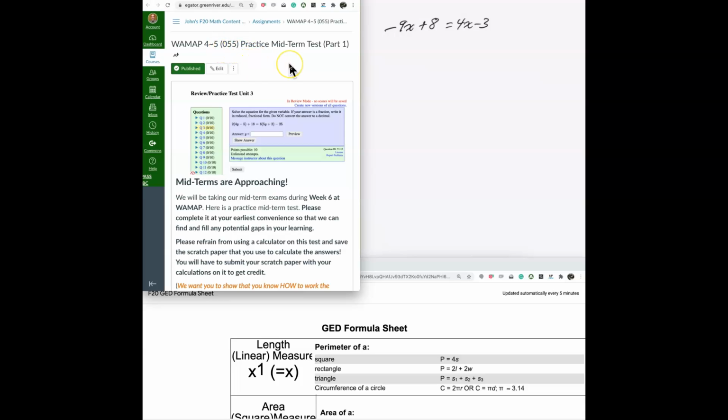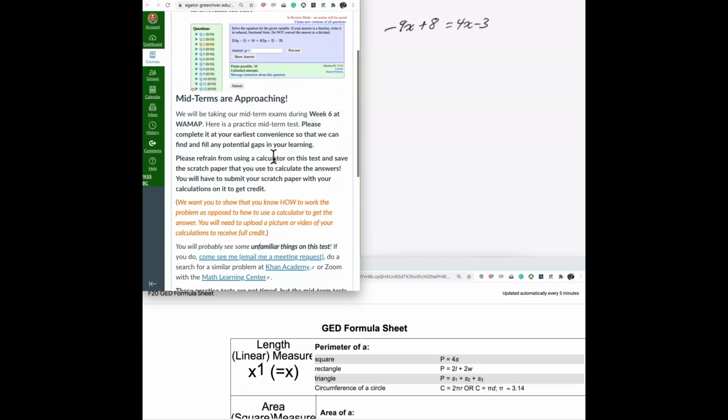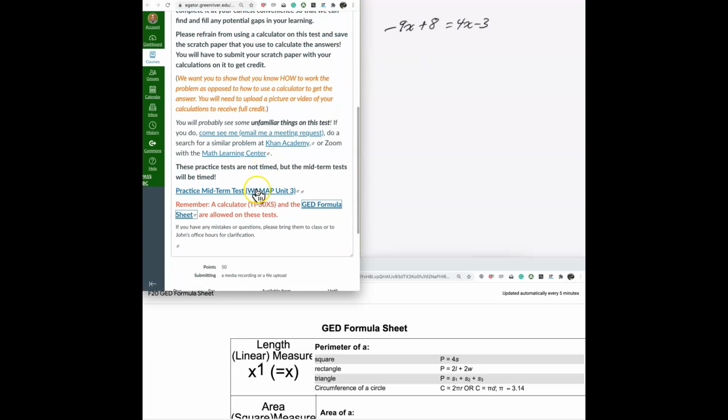This is part one of two parts, and they are units 3 and 4 in WAMAP. So this is a sample of what some of the questions will look like. And there's a link down below to WAMAP.